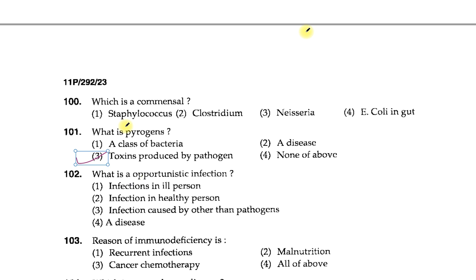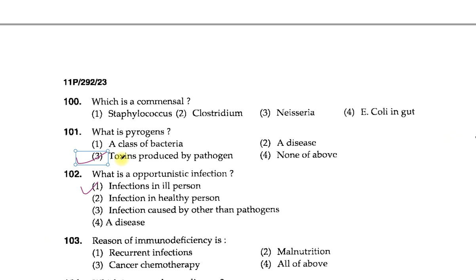102. What is opportunistic infection? 1. Infection in ill person, 2. Infection in healthy person, 3. Infection caused by other than pathogen, 4. Disease. The option 1, infection in ill person, is correct. Opportunistic infections are the infections which are caused by the opportunistic pathogens. These are pathogens which are usually non-pathogens, and they are called opportunistic pathogens. They seldom cause infection in the normal individual.